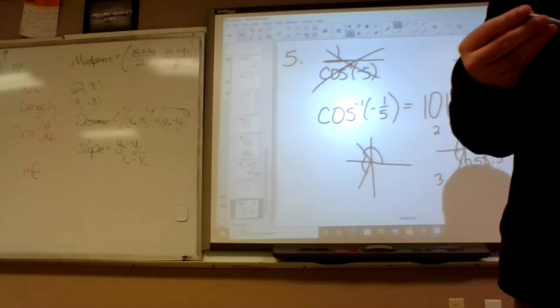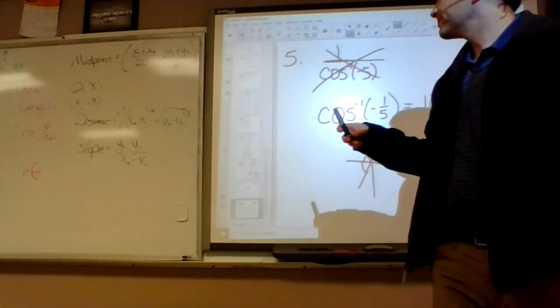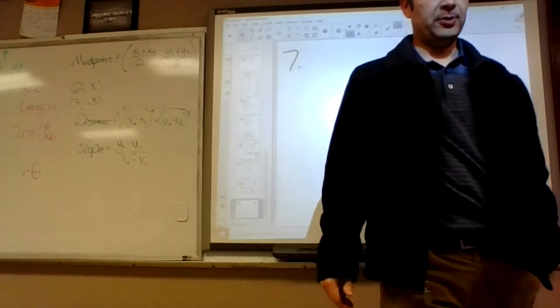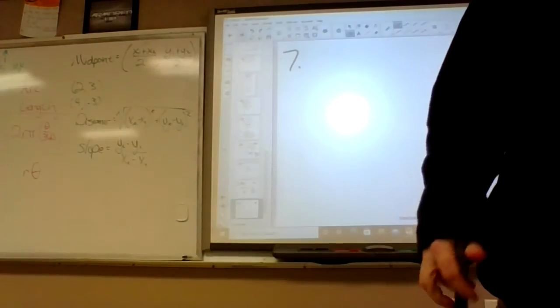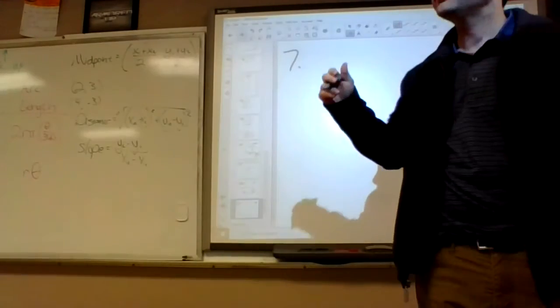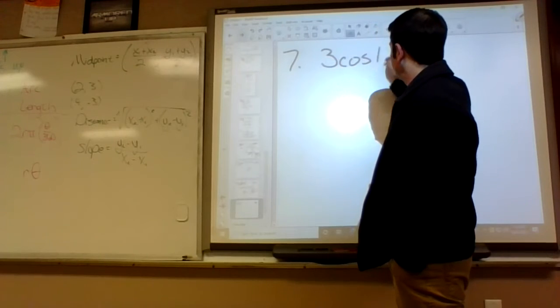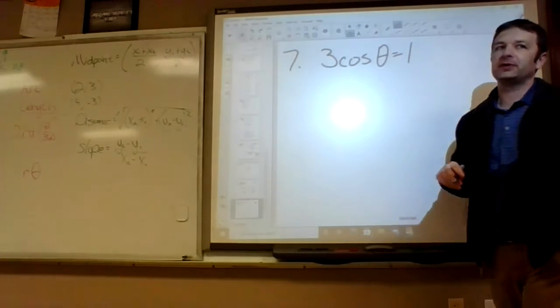This is weird. Awesome. Okay, you're weird. Maybe you should just apply yourself. I literally can't just solve those. The answers are 101.5 and 258.5. Okay, all right, what do you guys think we should do first on number 7?